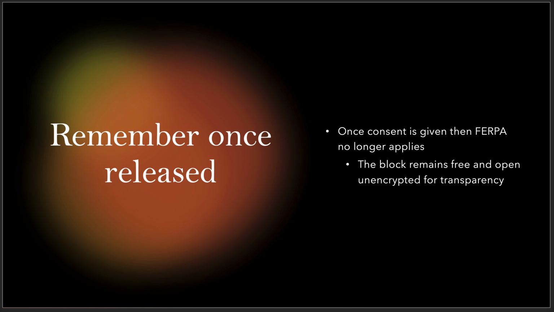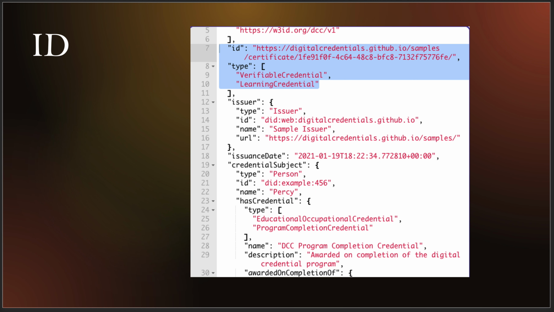So remember, once released, once consent is given, FERPA no longer applies. The block remains free and open, unencrypted for transparency. Remember that loophole as we go through this, because as they did this, and we'll go through the digital credentials GitHub IO, that ID and that wallet is to make sure that you've got a certificate, a verifiable credential and learning credential.